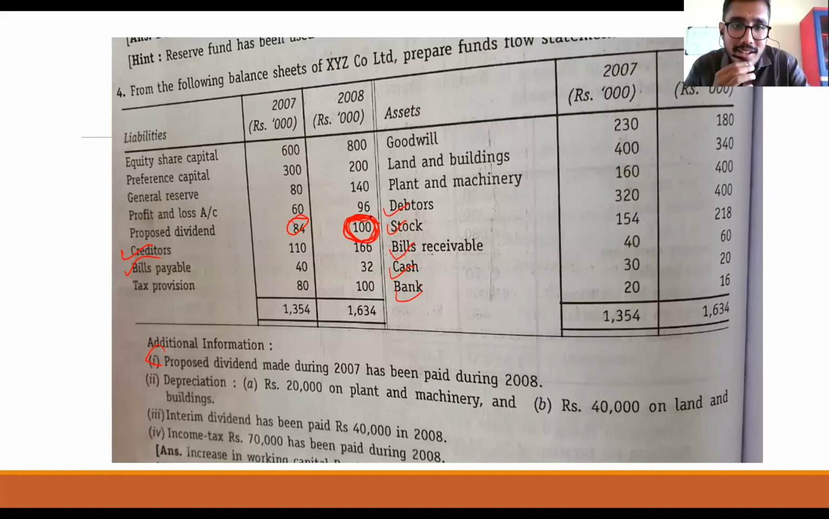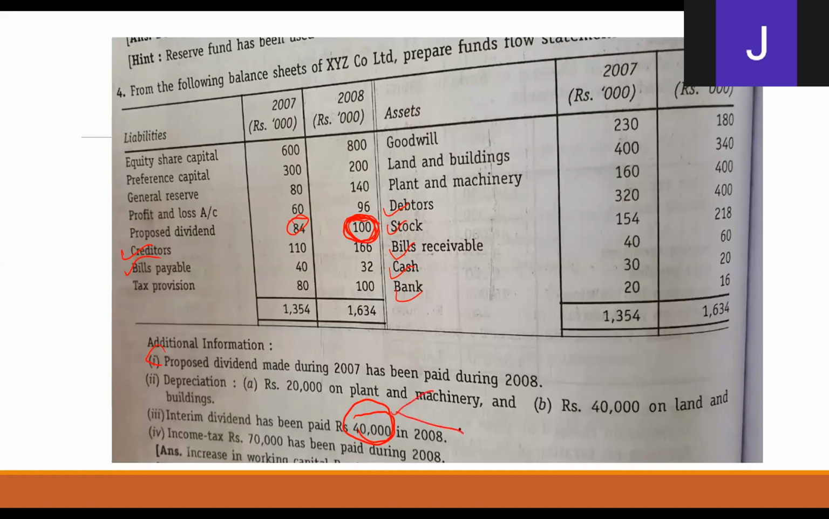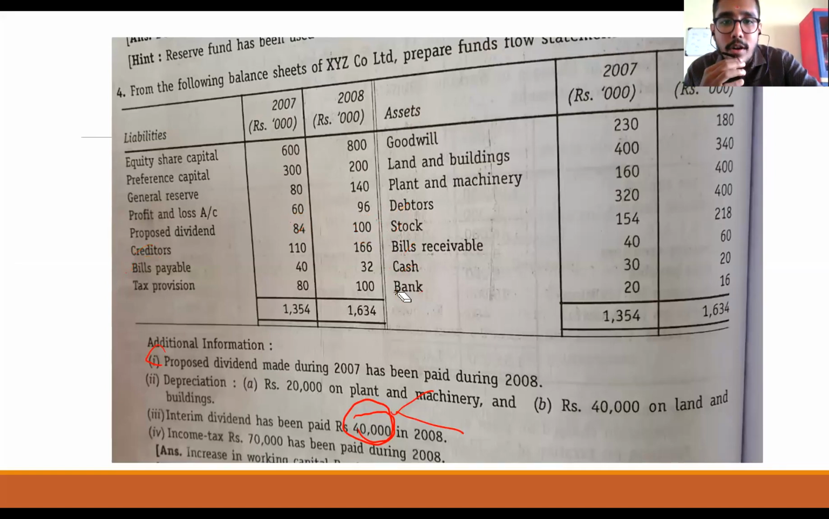Also, one more thing: this interim dividend, which is given in the adjustment, 40,000. This is to be taken in two places. What do you mean by interim dividend? This year it is proposed, this year it is paid. So it will come in two places. But when it comes to the balance sheet item, 84,000 will come in the fund flow statement application side, and 1 lakh will come in adjusted profit and loss account. Is that clear? Yes, sir. Okay. So now you can start doing this statement of changes in working capital.